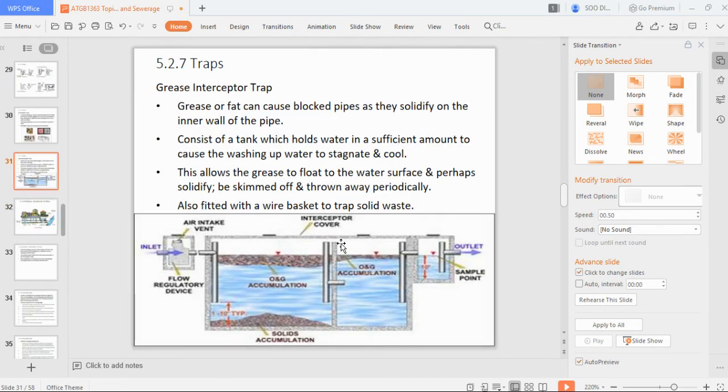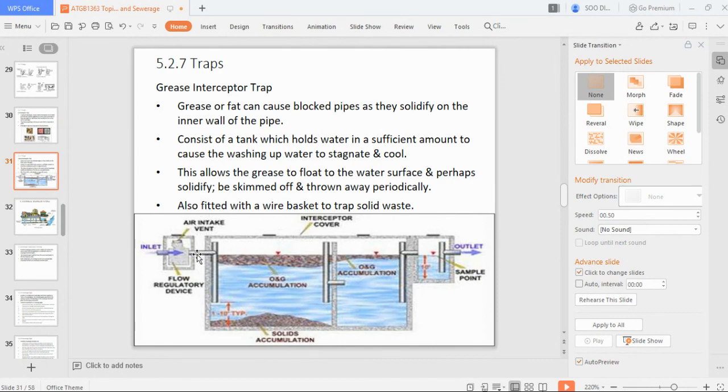Okay, so then finally we have our grease interceptor trap. You won't be able to see this if you have it. Usually grease or fat can block pipes as they solidify on the inner wall of the pipe. So this grease interceptor trap consists of a tank which can hold water in a sufficient amount to cause the washing out water to stagnate and cool any grease or fat.